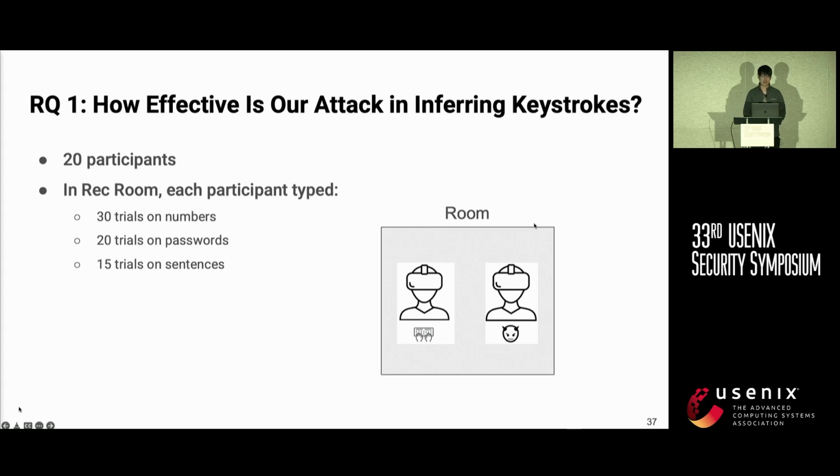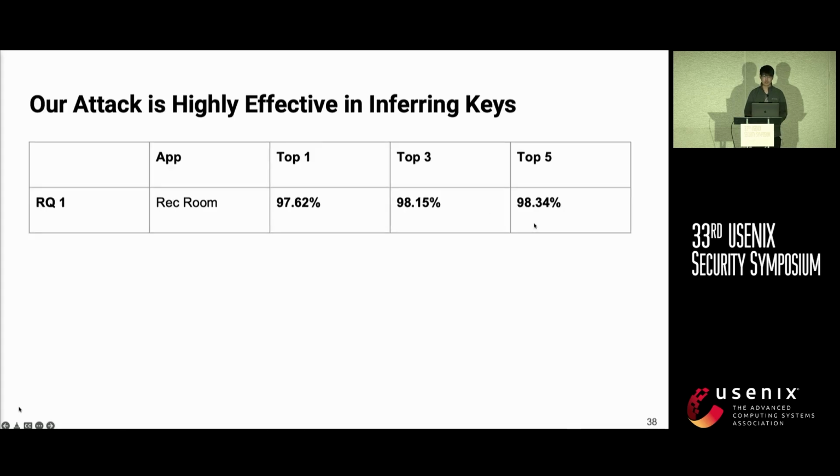Okay, so you may ask how effective is this attack? So we performed a user study with 20 participants, and we put the user and an attacker in the same virtual room and asked the participant to type a bunch of numbers, passwords, and sentences. And from our result, we can see that we can almost perfectly extract all the characters correctly. And the percentages here represent the character-wise accuracy for the top 1, top 3, and top 5 predictions.